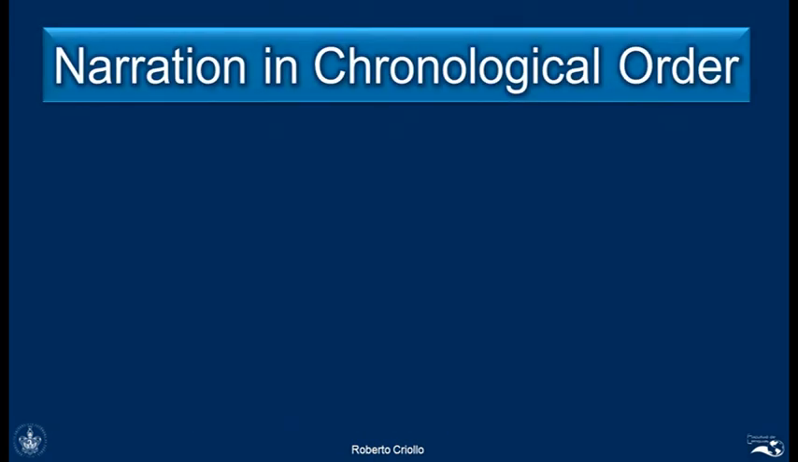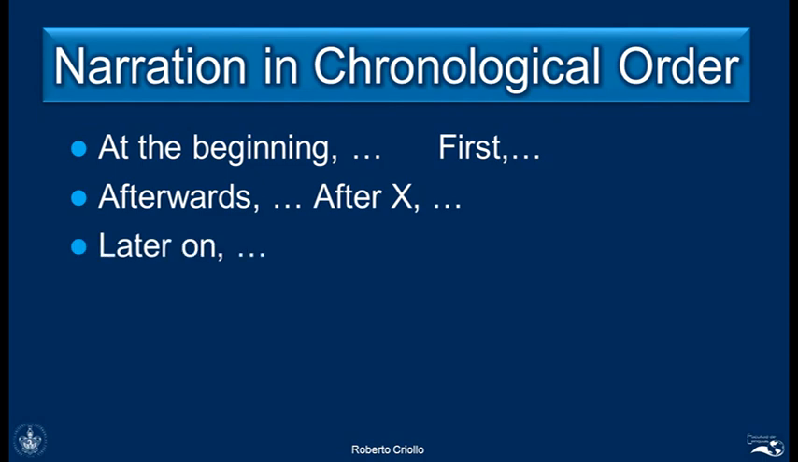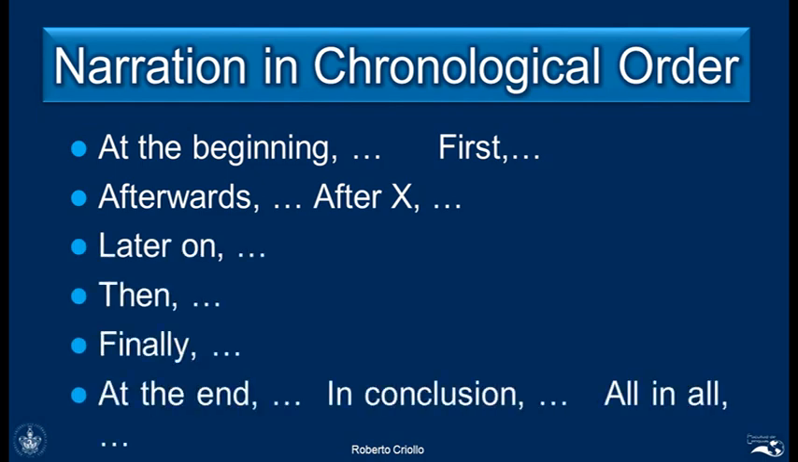We can narrate a story in a chronological order, and in this case we're also going to have some elements that are going to help us to tell a good story so that people can understand what we're saying and they know if we're in the beginning or in the middle or in the end. For example, expressions and words such as at the beginning or first, or afterwards, after, later on, then finally, at the end, in conclusion, all.